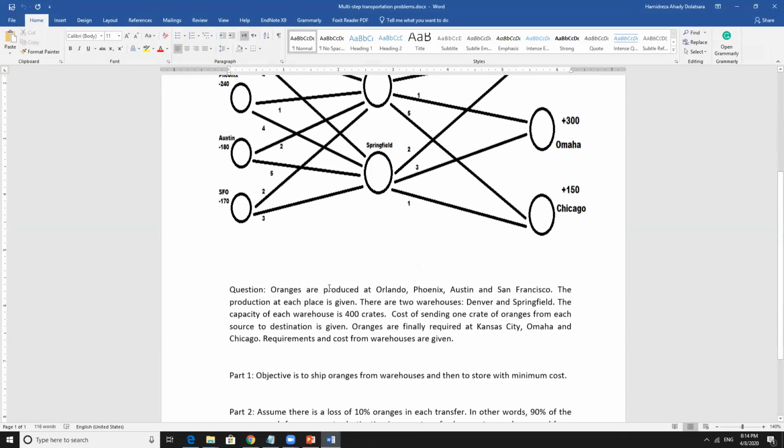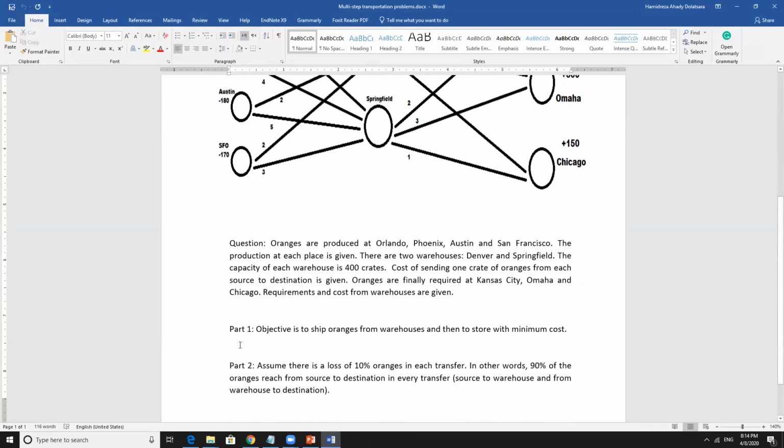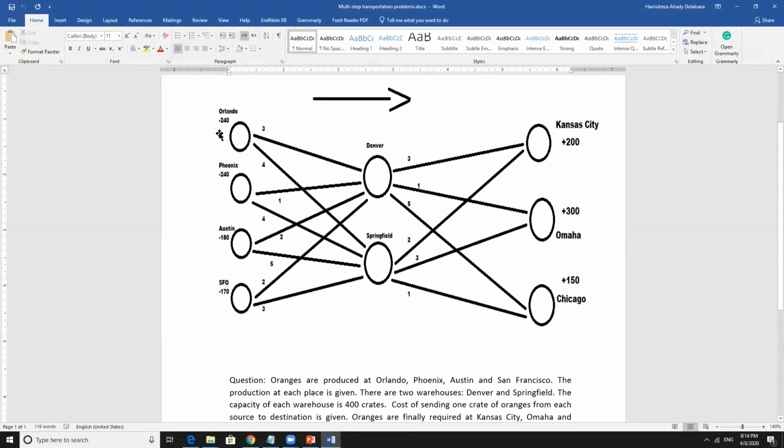Let me read. Oranges are produced at Orlando, Phoenix, Austin, and San Francisco. The production at each place is given. So you see 240, 240, 180, and 170. You see negative signs, but no worries, it just means they are outflow. That's the reason they are negative, but there's not much difference in how to solve it. For Kansas City you see 200, Omaha 300, and Chicago 150.